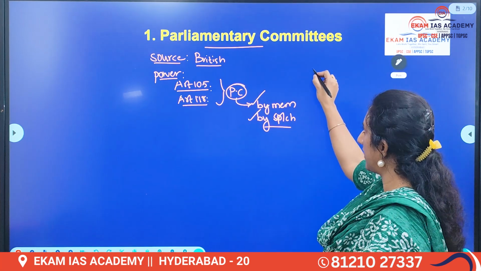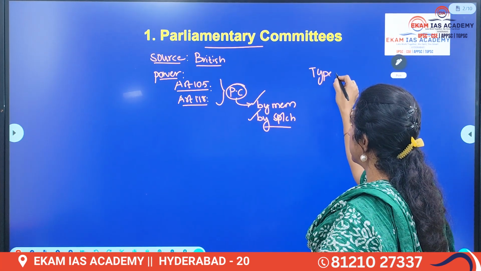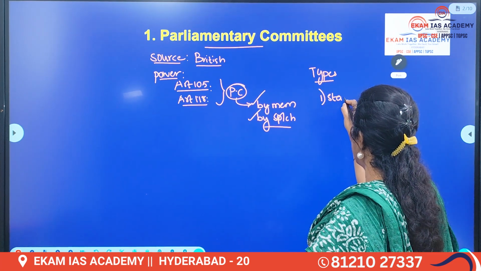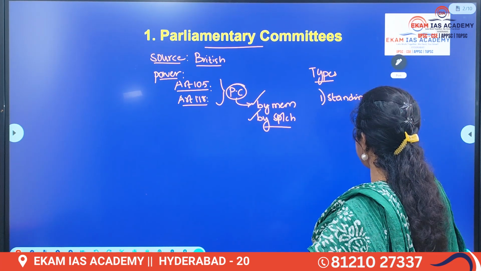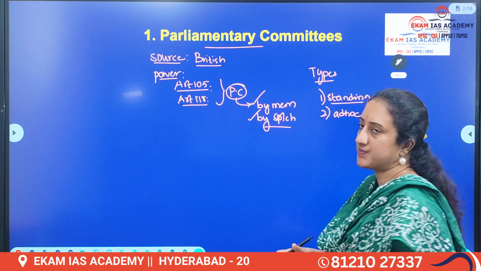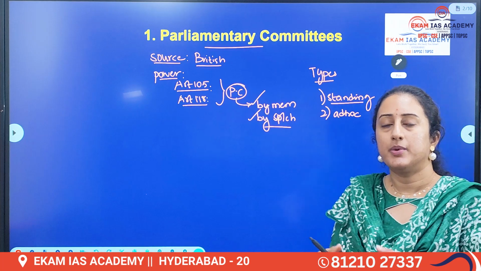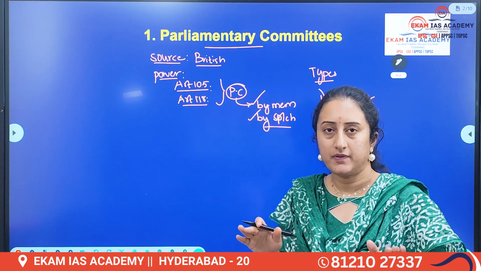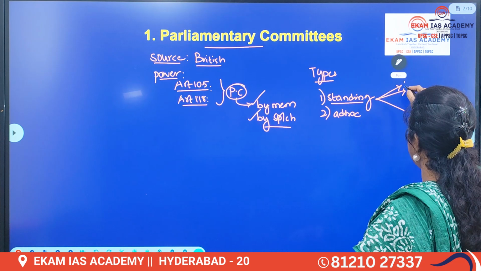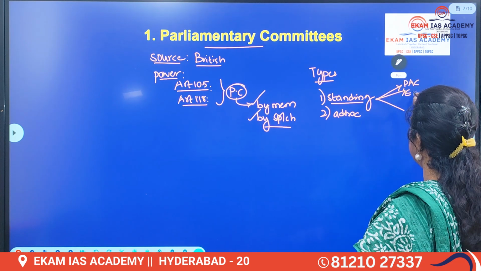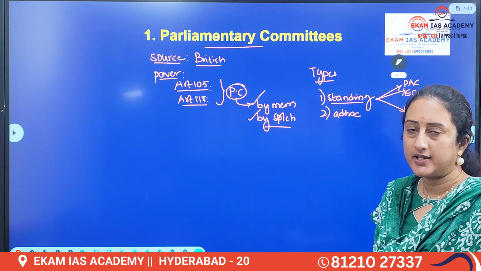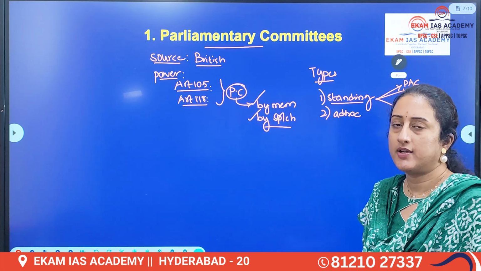Then let us talk about the types of parliamentary committees. Basically we have two types: one is the standing committee and the second is the ad hoc committee. So what is a standing committee? A standing committee is something which is permanent. That means every year it will be constituted, but they remain fixed. Standing committees are of three types: the Public Accounts Committee, the Estimates Committee, and the Committee on Public Undertakings. These are standing committees, especially financial standing committees.